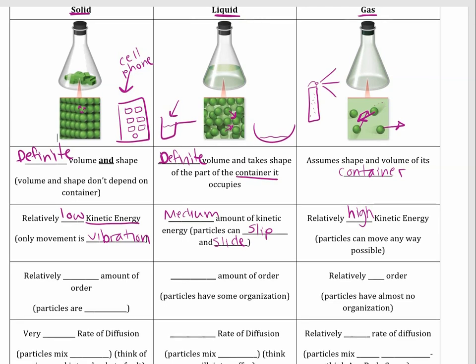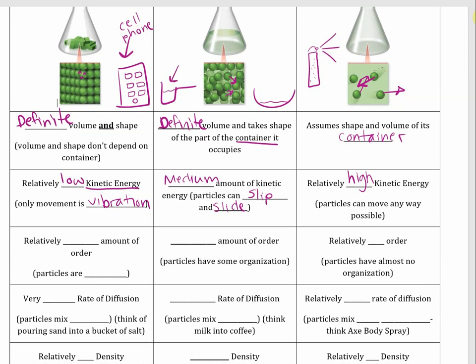which is the next thing we're going to talk about, the amount of order in each of these states of matter. Gases, we just said, have relatively low order. These particles are not paying attention to where they are or where they're going. They're hyperactive small children, and they're just racing around, bouncing off of stuff any which way.